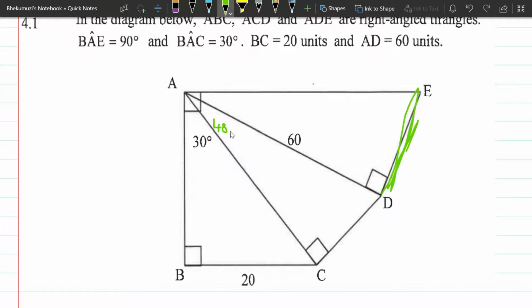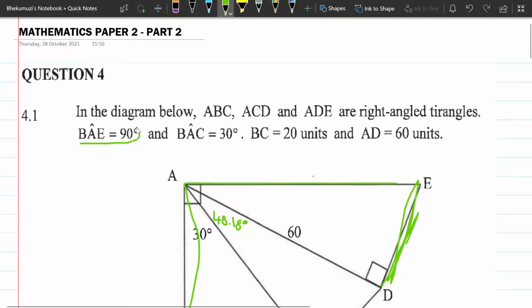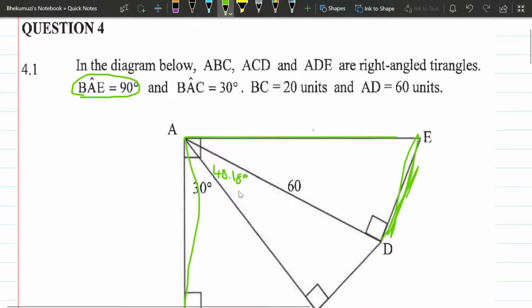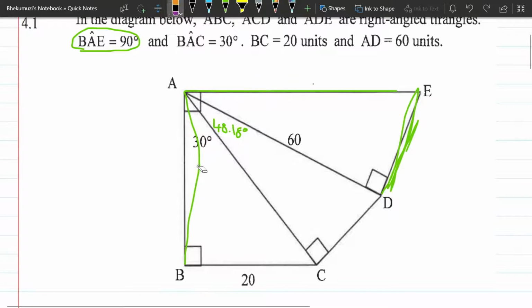In this case, the easiest thing to find is definitely the angle. Why? Because BAE is equal to 90 degrees. And notice what is inside BAE: it's the 30 degrees and the 48.18, and then the unknown, which is DAE. That would help us because it is opposite to what we are looking for, and we have 60, so we could use one of the trigonometric ratios to find the solution.